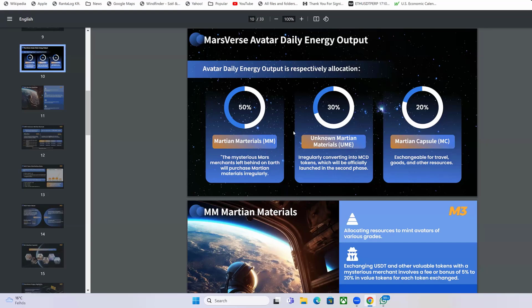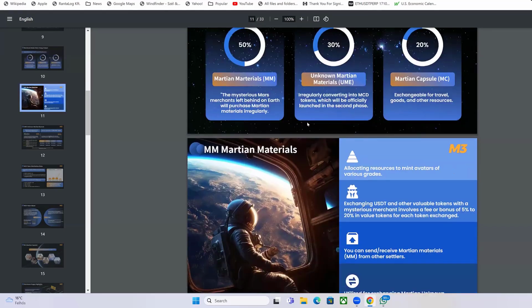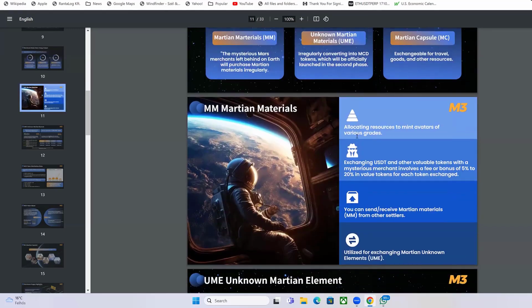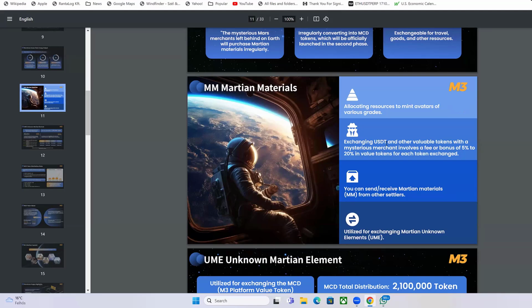What is it exactly? So the Martian materials, you can exchange them for USDT, or you can also exchange them for any other valuable tokens. And it all depends. For example, if you change it for USDT, maybe you have a fee between 5 to 20%. Maybe if you change it to major tokens like BTC, Solana, you have a fee between 5 to 10%.